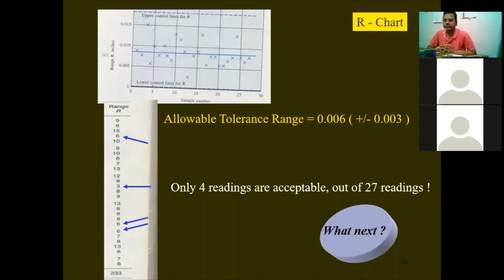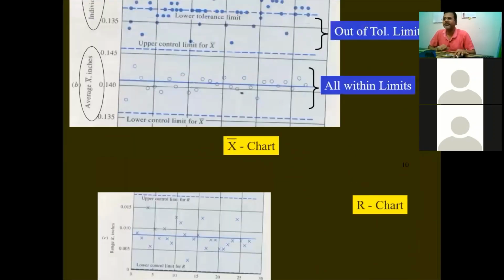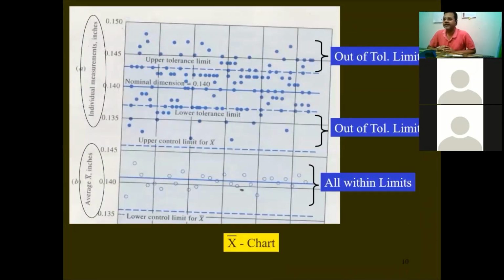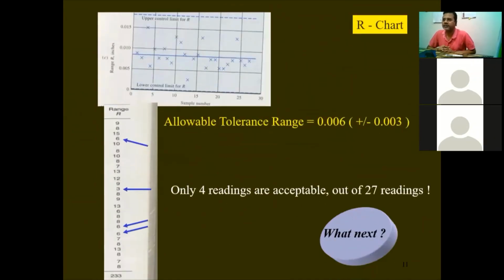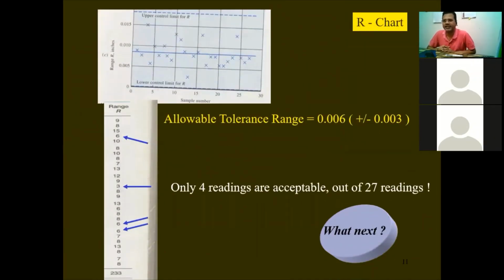But sir, the average is everything below the limit, sir. Only the range is out of spec. No, X also, individual, I showed you. Please see here. X also individually. Similarly, R also, out of 27 only 4 are in the acceptable region.